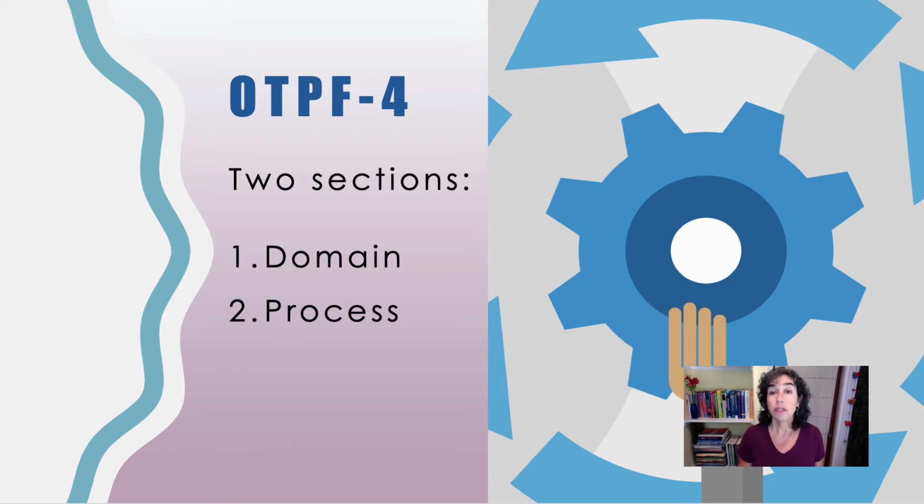The first is the domain, and the second is the process. And we're going to be looking at the domain and the process separately because they each have a number of different sections within their subsection. The domain outlines OT's body of knowledge and expertise. So that's what are we responsible for and what falls to other professionals when we're working with a client.